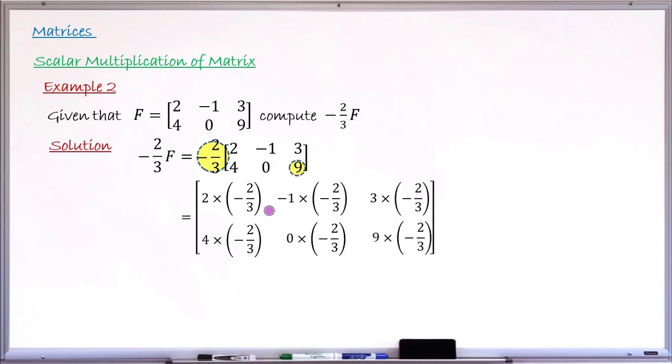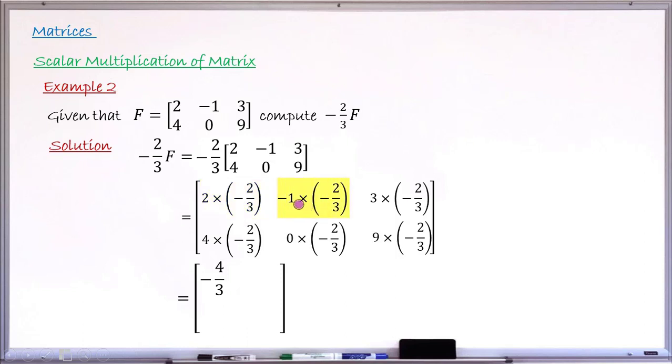This is what I'm going to have. So after multiplication, I'm now going to have 2 times minus 2 over 3. Look at it. That will give me minus 4 over 3. That is 2 times this 2 will give you 4. I'll continue. So I'll move to the next one.